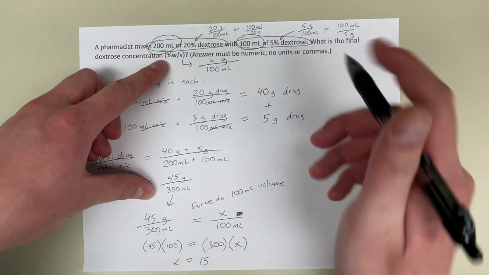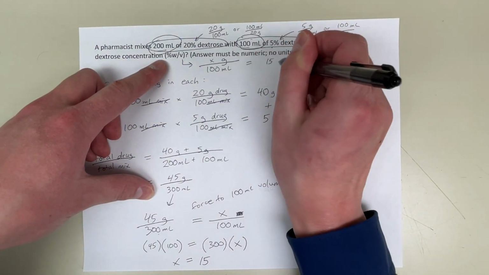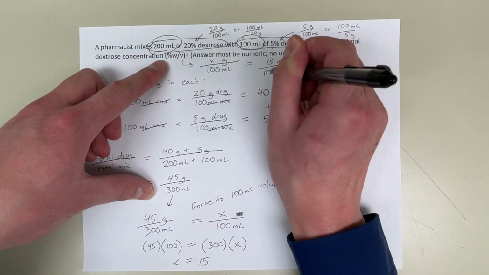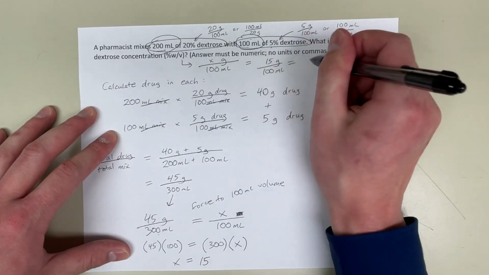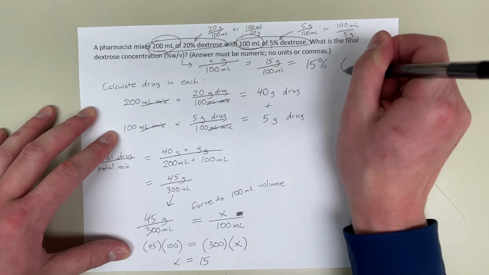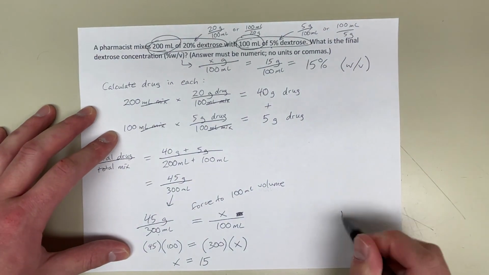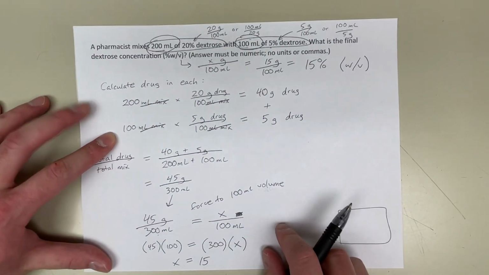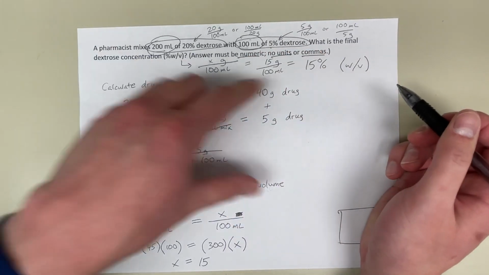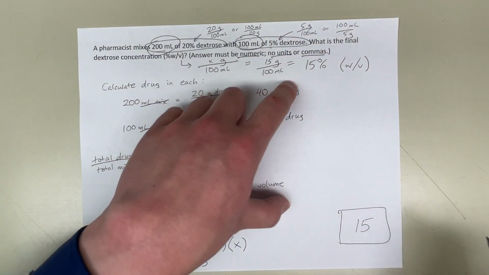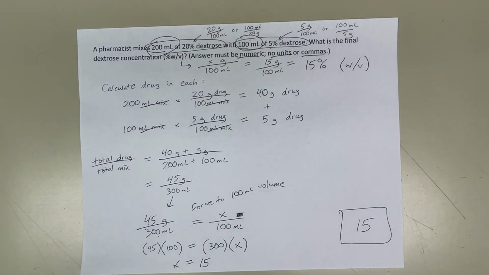So this dextrose concentration is actually 15 grams over 100 milliliters. This 15 I just calculated. So that's the same thing as 15% weight over volume. So now on the computer, they say answer numeric, no units or commas. So you just put in 15 in the computer. And that is your answer.